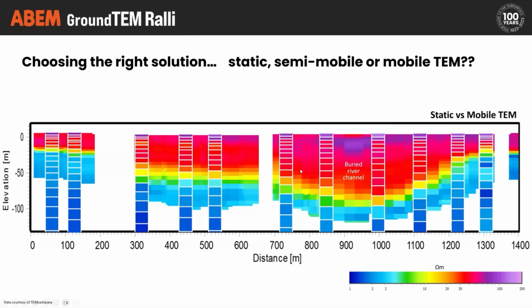But in this instance, what the mobile system is doing for us is providing that additional detail. And the big example of that is this buried river channel here, where if we were relying just on these broadly spaced soundings, we wouldn't know it was there. However, by being able to collect data more densely, then of course it appears much more clearly.